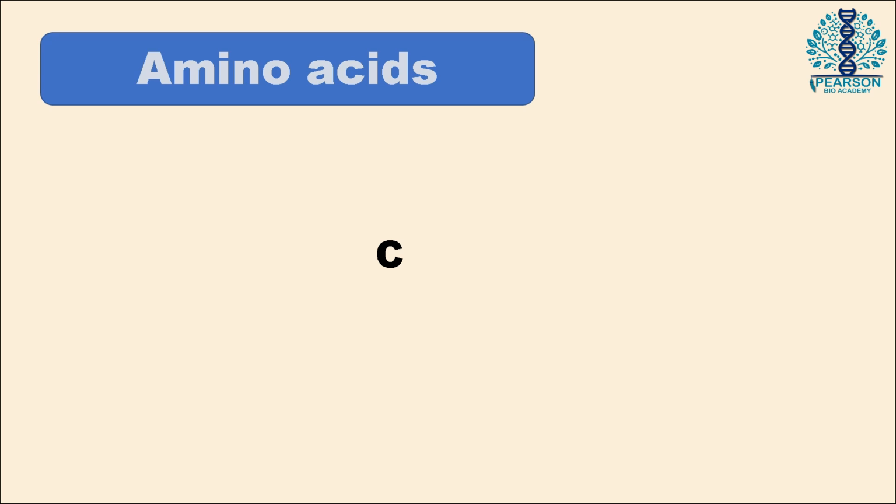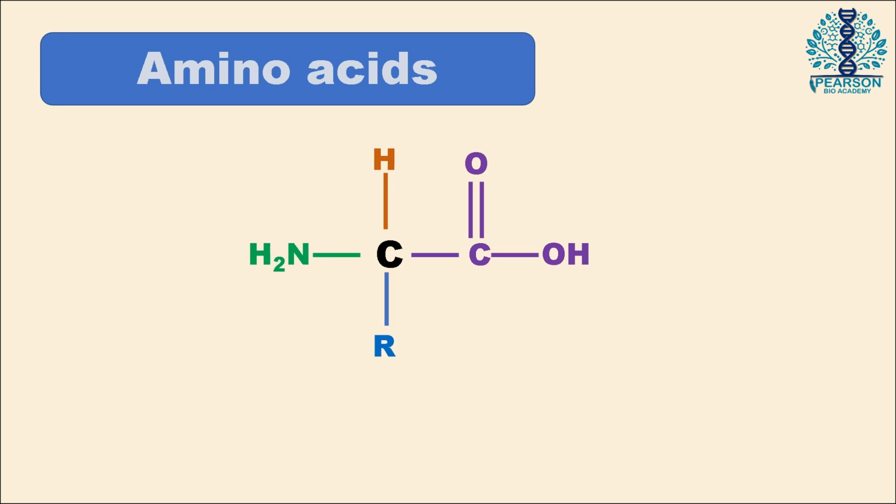So amino acids are the monomers of a protein, the building blocks. First, we will tackle the structure of amino acids. There is a carbon at the center and it's attached to a carboxyl group, a hydrogen atom, an amino group, and finally an R group or side chain. Now if we look at an amino acid, these three parts, the carboxyl group, hydrogen, and amino group, are the same for every amino acid. Only the R group or side chain differs among them.